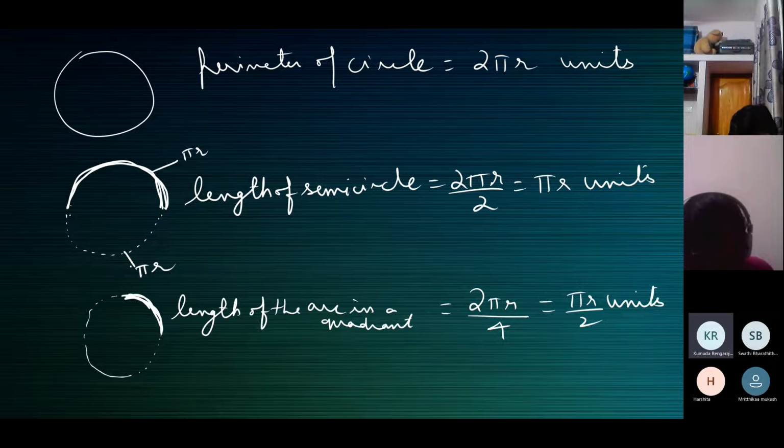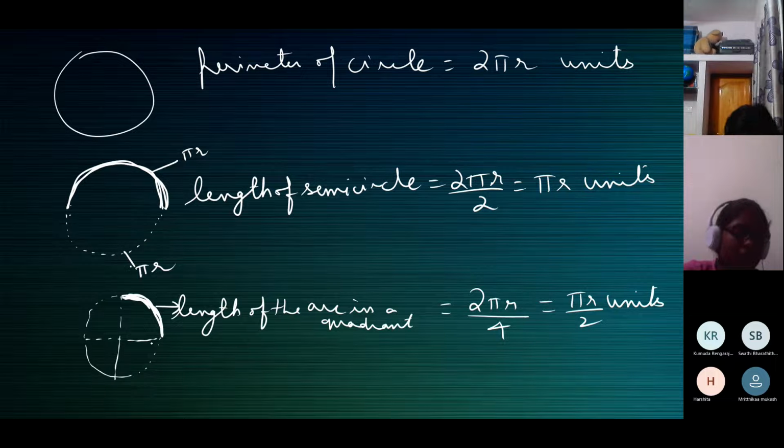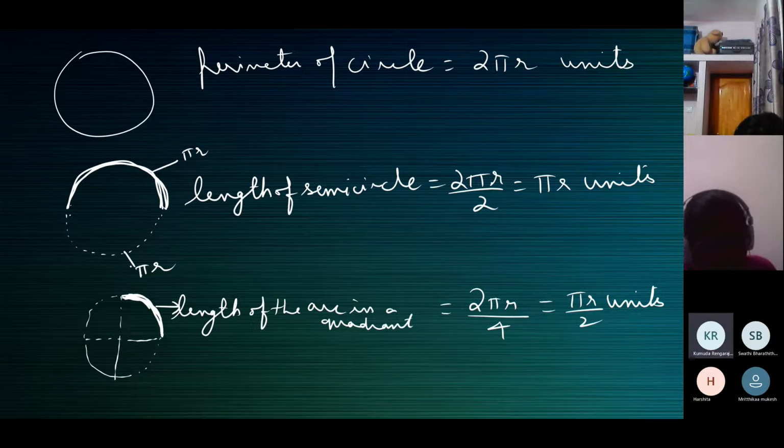The length of this arc alone. The length of the arc in a quadrant is 2 pi r, the total length, divided by 4, which is pi r by 2 units.